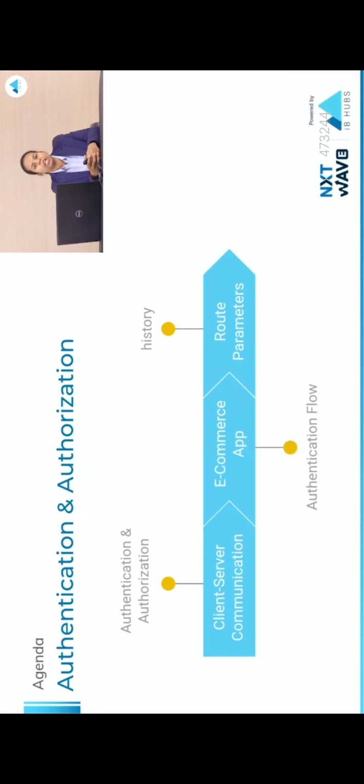So coming to today's session, we are going to cover authentication and authorization, which are important steps involved in the client-server communication. We'll understand these, and then we are going to build an e-commerce application. We'll add an authentication flow to it, okay? And then we'll also understand the history object, which is a route parameter. Okay, so let's get started.